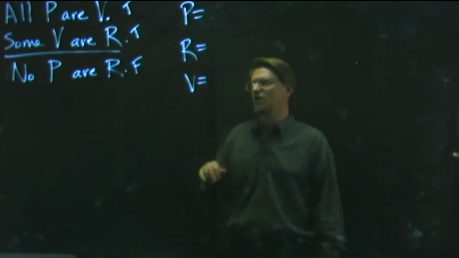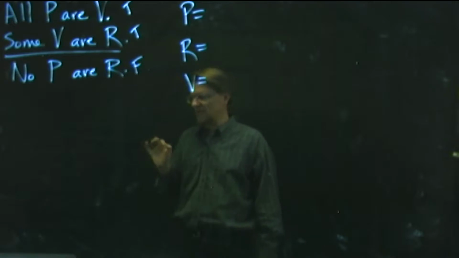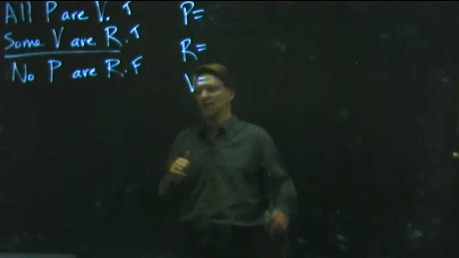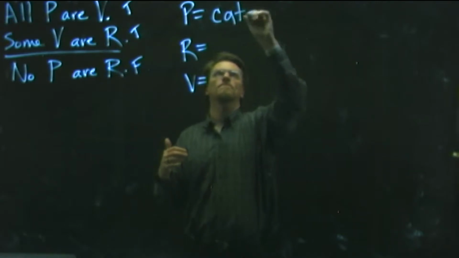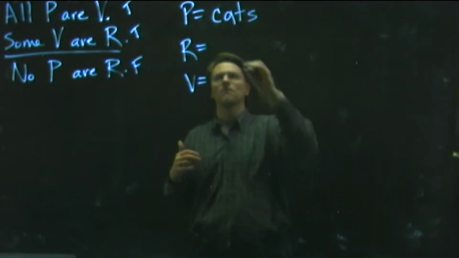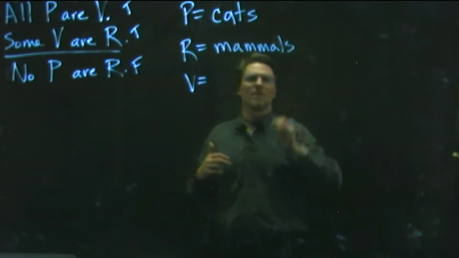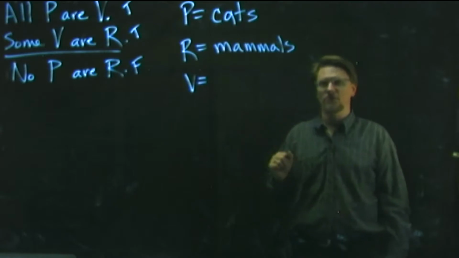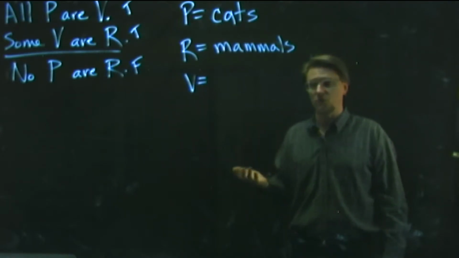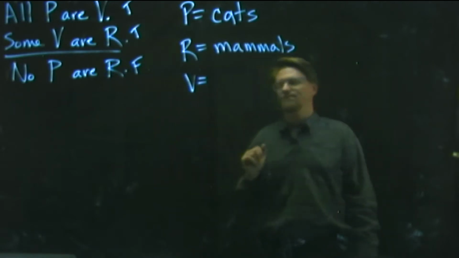So we'll be extra careful here. We need no P are R, and we need to find something that's going to make that a false statement, right? And in this case, if we said, for example, cats and mammals, right? What we're saying there is no cats are mammals. Of course, that's not true. Every single cat is a mammal, and so that combination works.